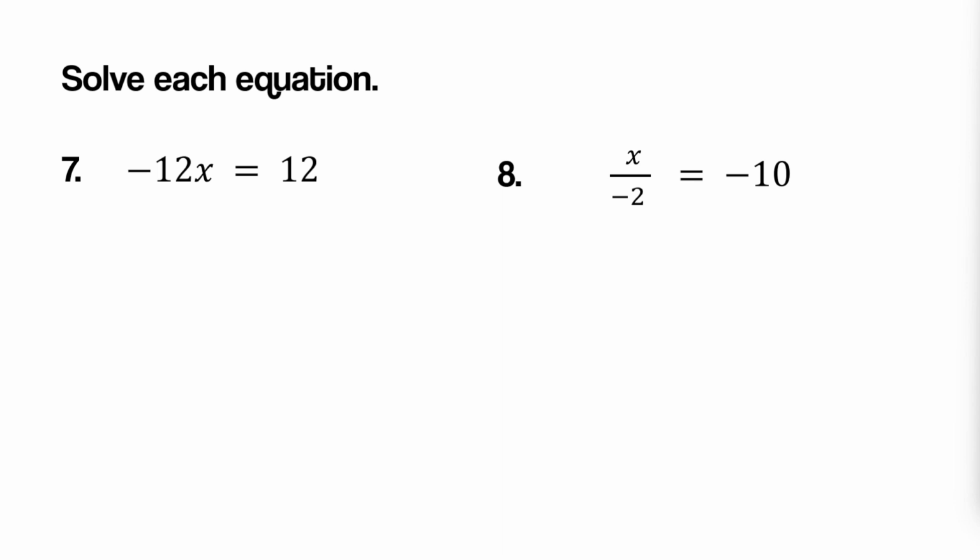X is multiplied by negative 12. Opposite of that is division by negative 12. Dividing both sides by negative 12 leaves x by itself. On the right, 12 divided by negative 12 results in negative 1.